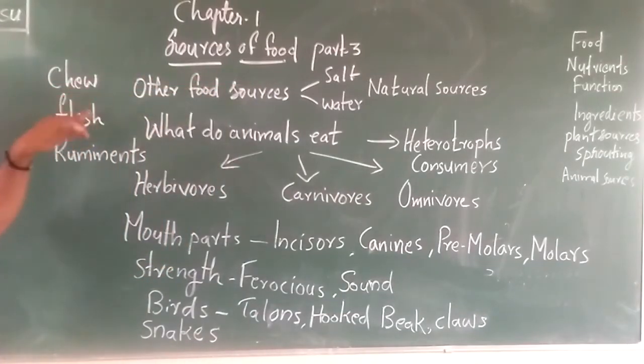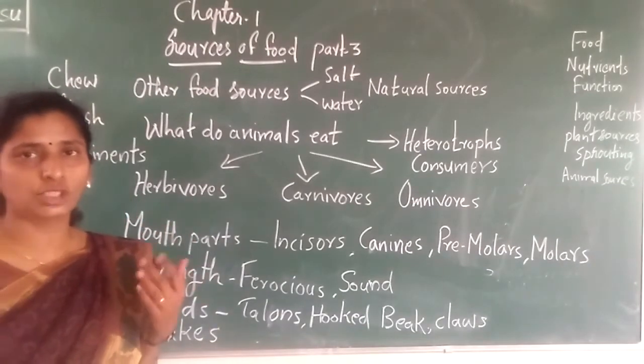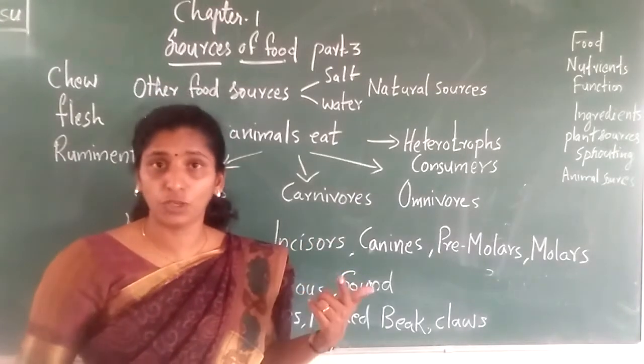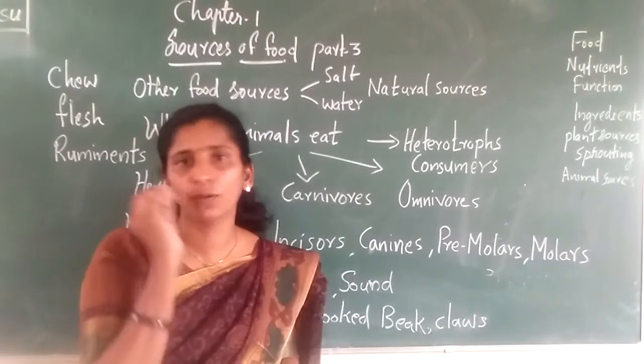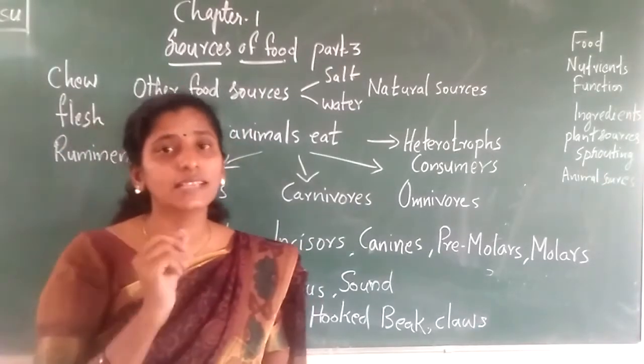See here some terms. What is meant by chew? Who will chew nicely, like that chewing? Who will chew the food? Yeah, mostly herbivores. See, herbivores will eat plants, and these plants contain one carbohydrate, and it is called cellulose.